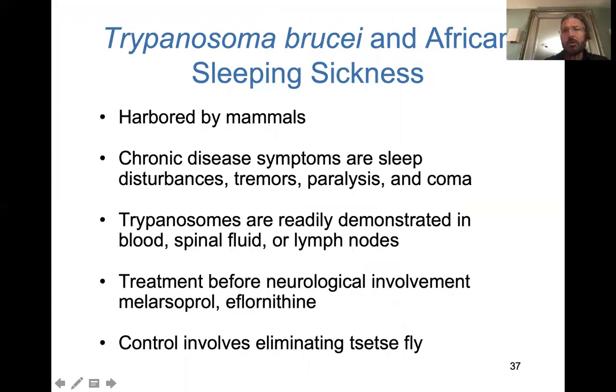And so these are harbored in mammals, and this is really all mammals. So it's not just going to be the possum and the armadillo like cruzi, right? This is going to be harbored by all mammals. So there's a larger reservoir population.